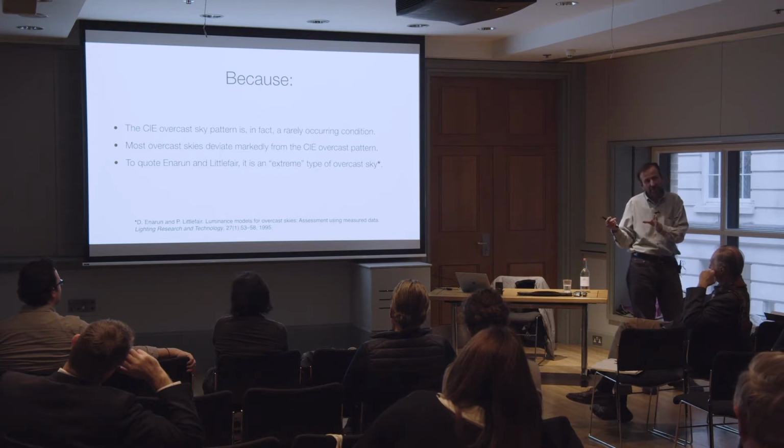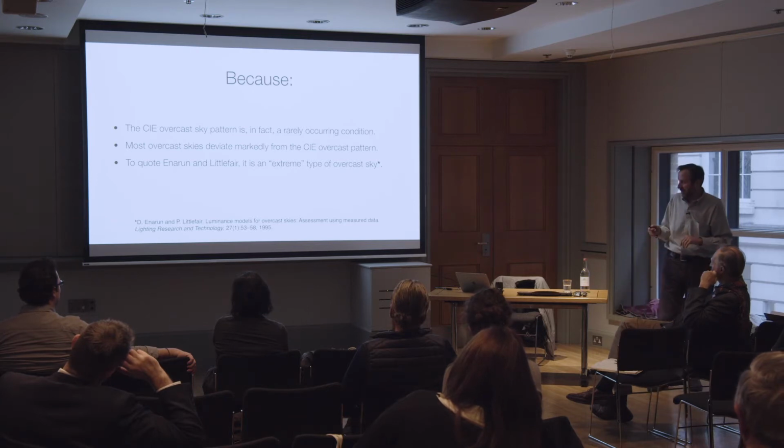And I was hoping Paul would be here to back this up. A quote from a paper by Paul Littlefair, a colleague, says it's an extreme type of overcast sky. That was in 1995, and we became aware of this because in 92, BRE installed a sky scanner, was it 91? We'll see a little bit of that in a moment. So, does it make sense to base any sort of standard on an extreme case without good reason? And no good reason has been given.